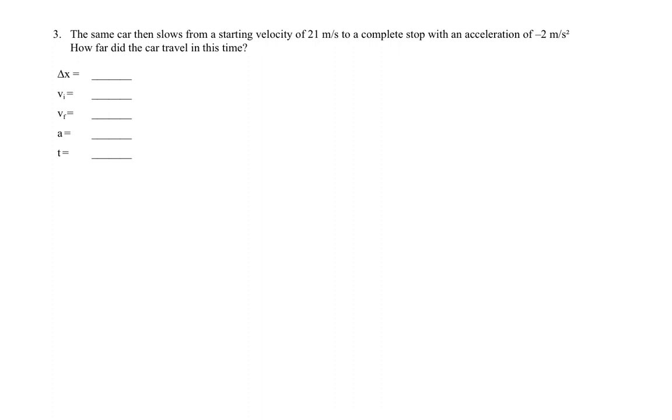All right, one more problem, and then you are going to do some practice on your own. So the same car then slows from a starting velocity of 21 meters per second to a complete stop with an acceleration of -2 meters per second squared. How far did the car travel in this time? So this acceleration is now negative. We started with a positive velocity. We're coming to a stop, so we have negative acceleration.